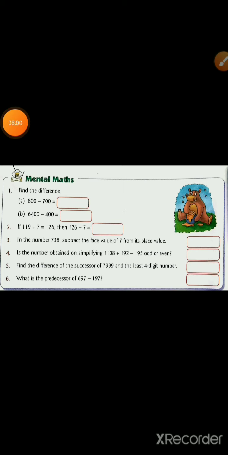Okay students, successor means we have to add 1 to that number to find the successor of that number. The predecessor of that number we can get by subtracting 1. And the least 4-digit number we know is 1000.